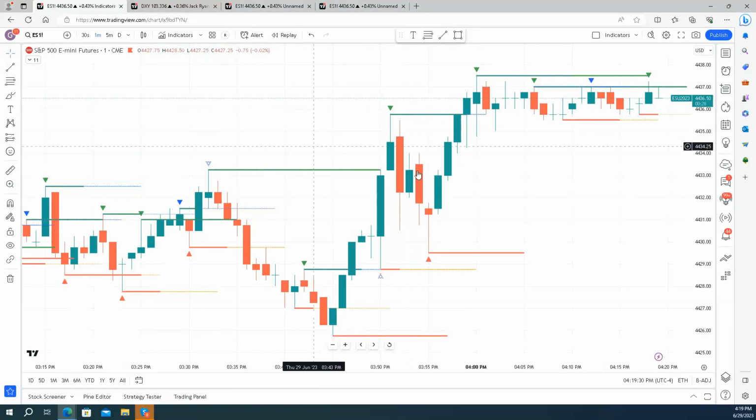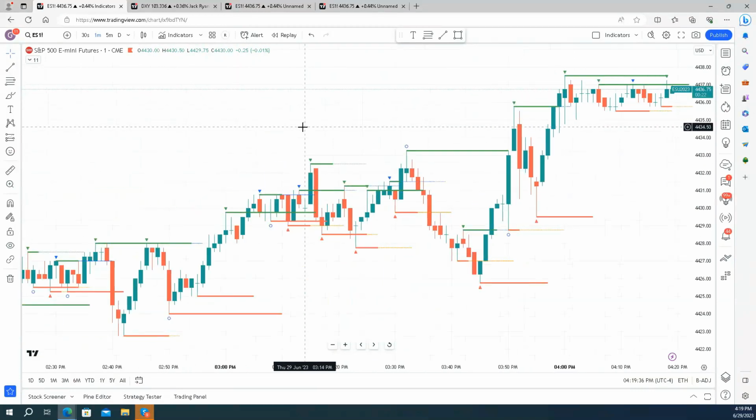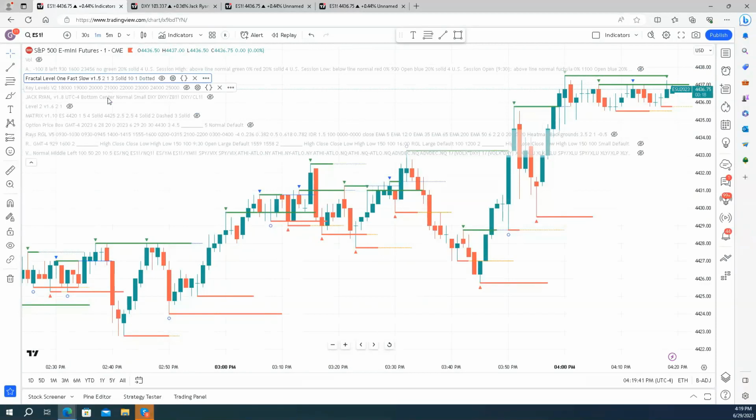And once again, you can change the settings or just turn the fast and slow part off and use it as a fractal and define them however you want. So that's how that one evolved.